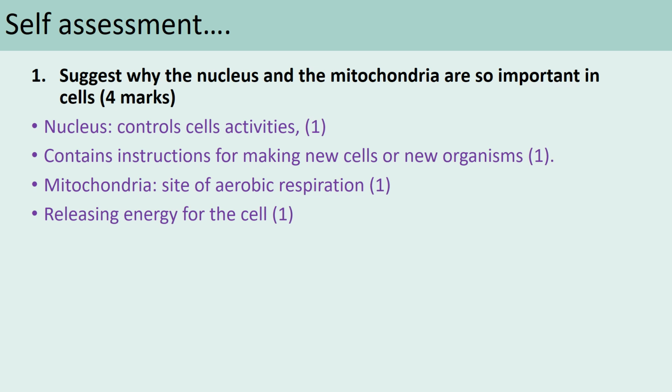Here are 4 different bits of scientific information that you could have given. So the nucleus, that's really important because that's controlling all of the different cell activities, the things that are happening inside the cell. They also contain the instructions, that genetic information for making new cells or new organisms. And we're going to look at cell division in a later chapter. Mitochondria, this is the site of aerobic respiration. Now, don't worry if you didn't put aerobic respiration, but hopefully you have mentioned that it is respiration. And that's really important because that is where the energy is released for the cell.